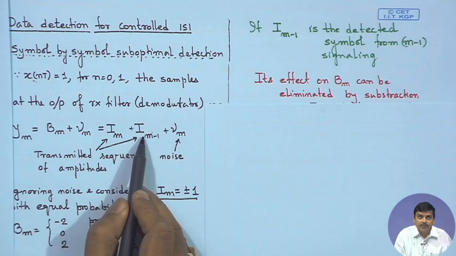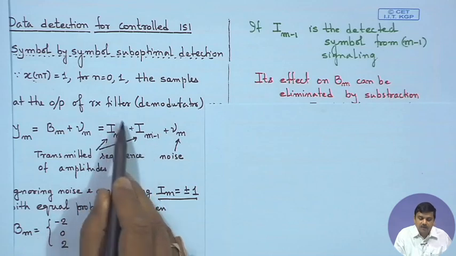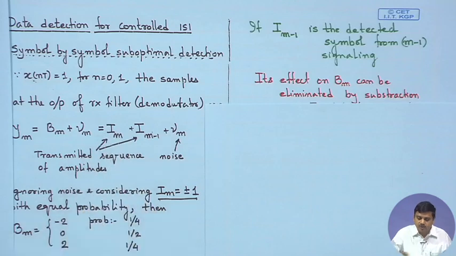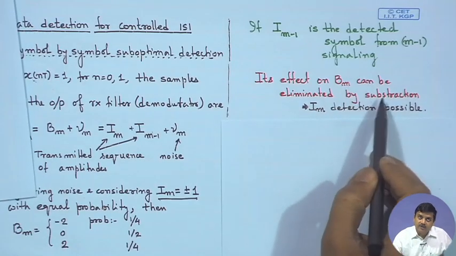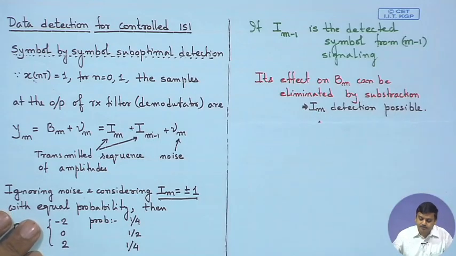So, its effect on B m can be eliminated by subtraction, because you can see B m is given by this. If I know I m, I can take away I m minus 1. If I know this, I can take away I m minus 1 and I will be left with I m. So, if I have detected this correctly, I will be left with only the current signal. That means if I can eliminate I m minus 1, I can detect I m.